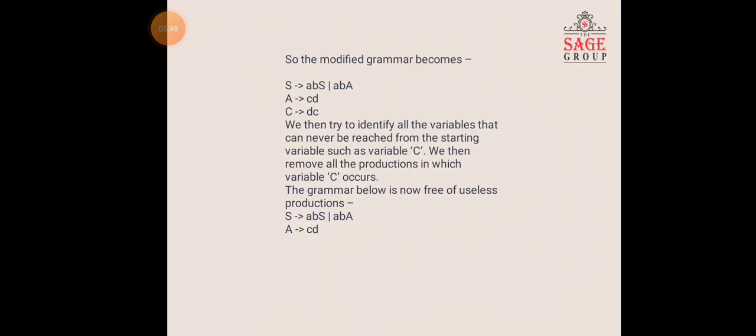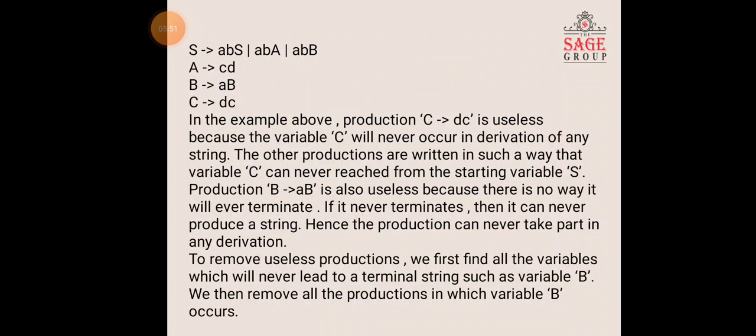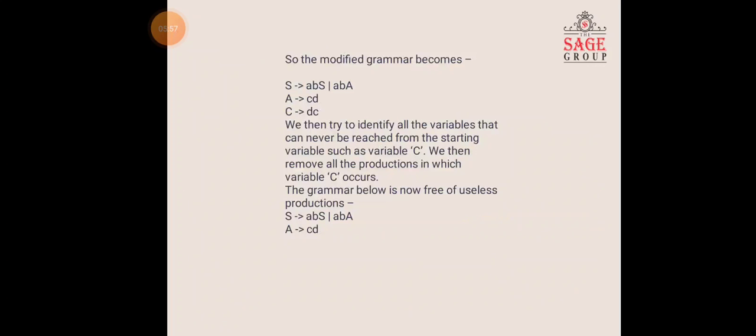Coming on to B tends to AB, definitely we have to remove it because non-terminal B is there, which is useless for us, so we are not going to include this production. Lastly, C tends to DC, we need to avoid because it is a useless one. So S tends to ABS oblique ABB and A tends to CD, these productions will finally be added in the modified grammar.